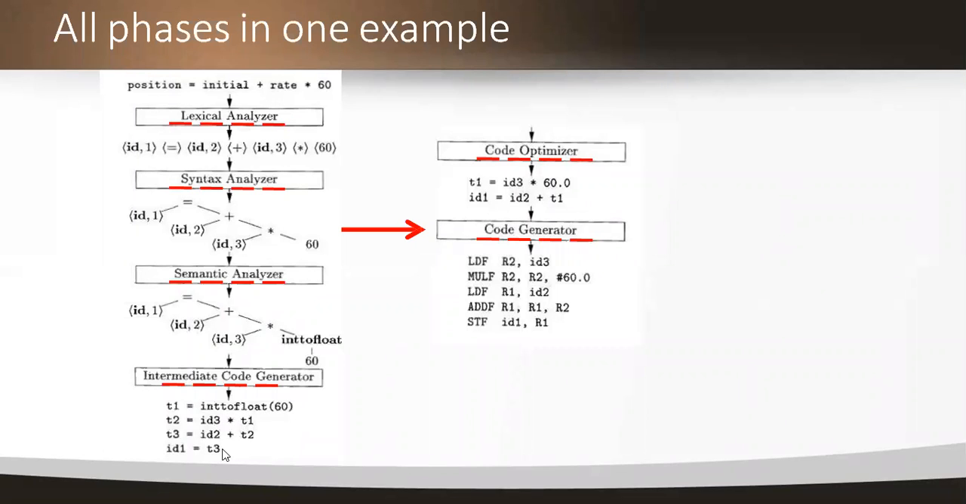What it means is that, without changing the meaning of the input source string, the given source string is id1 is equal to id2 plus id3 into 60. That's what we get after performing the reverse engineering. Then it is in the correct representation. So now it is taken as input to the code optimization.